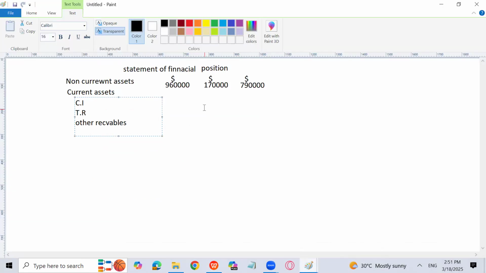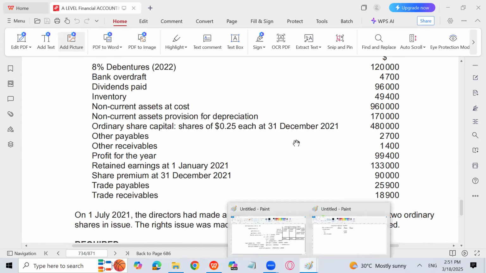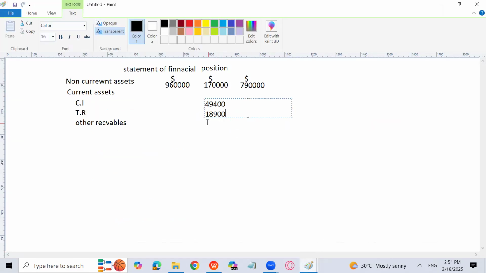49,400. Let me write it down here. 49,400 and trade receivable 18,900. Then other receivables are given, and the amount of other receivables, which is prepaid expenses, can be known as 1,400, or accrued income, that is 1,400.